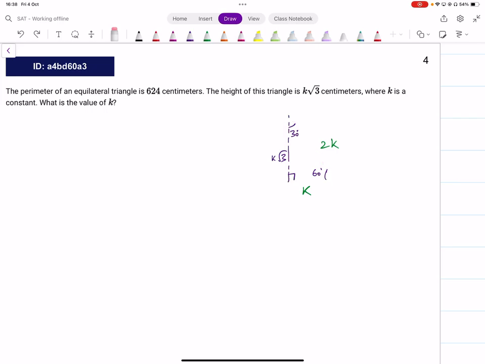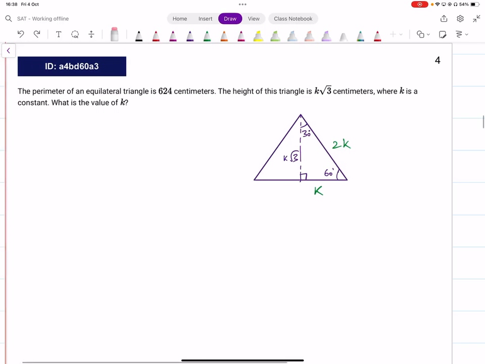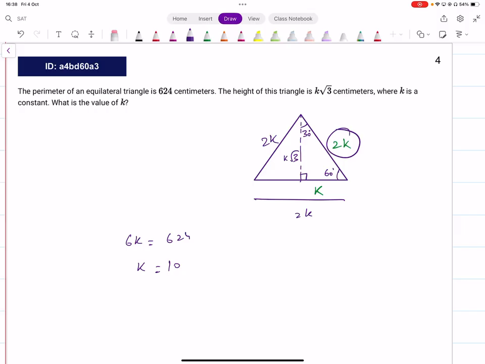Okay? Perimeter is 624. Perimeter of equilateral triangle. So this is 2k, this is also 2k, this is also 2k. What that means is 6k equals 624 and k equals 624 over 6. You can see what that is. 104. That's the value of k that we get. Okay?